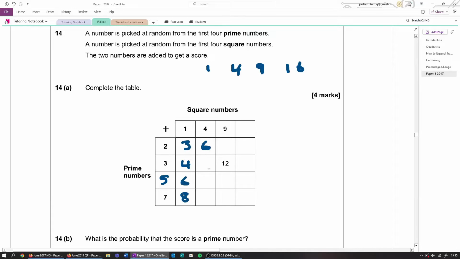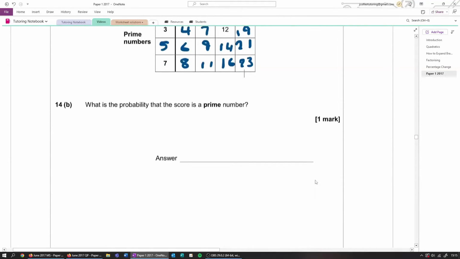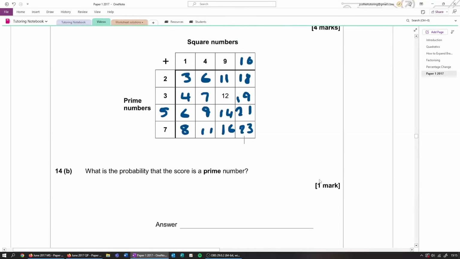This one will be 6, 7, 9, 11, and this one's going to be 11, 14, 16, and I forgot to fill this in here, but we know it's that. So we get 18, and then we're going to get the 19, and then we're going to get 21, and then we're going to get 23. And I'm just going to double check that that's all right. Yep, that's all good. Okay. Yeah. So what is the probability that the score's a prime number?